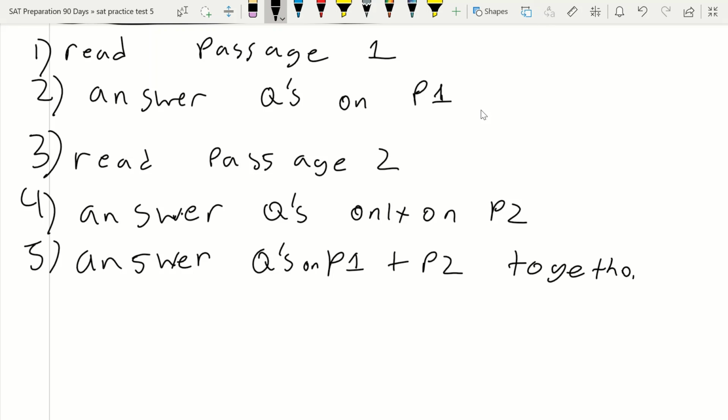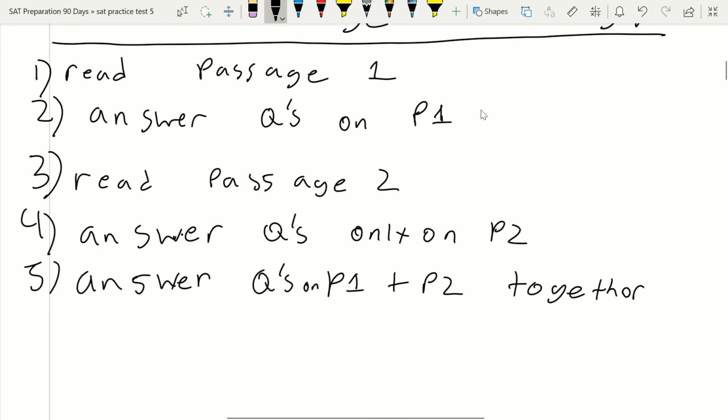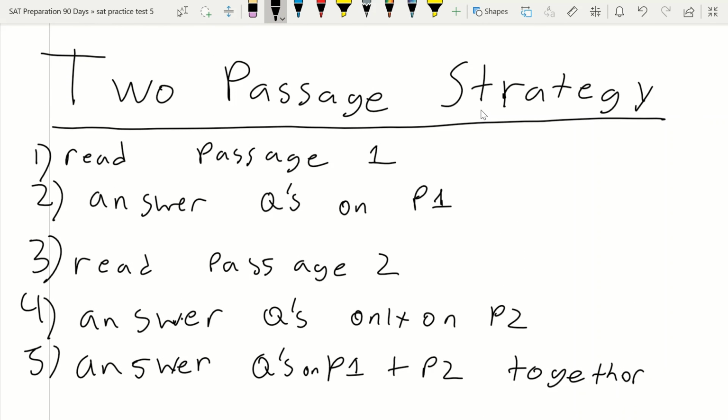All right, so why do I do this? I'll quickly explain this, because I think it's really important that you understand why this is important to do. If you read passage 1 first, that's going to help you not conflate the information contained in passage 1 with passage 2. By reading passage 1 first and then answering questions on passage 1, you're not going to confuse any information between the two.